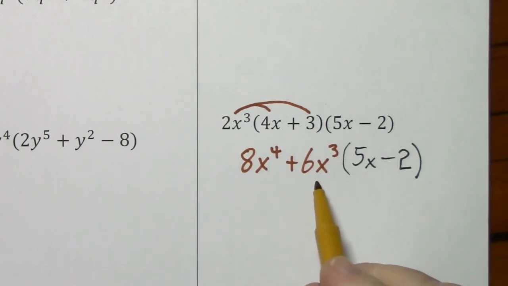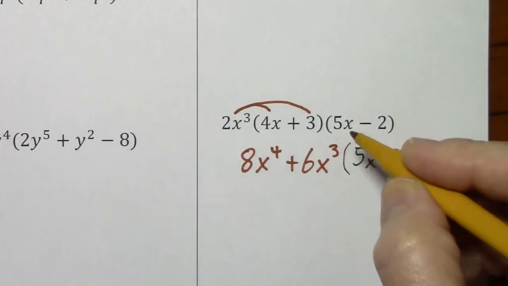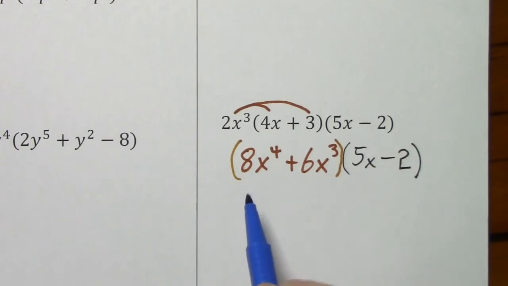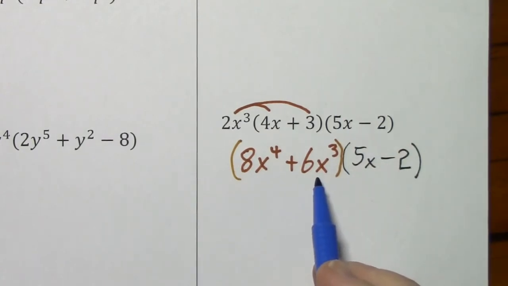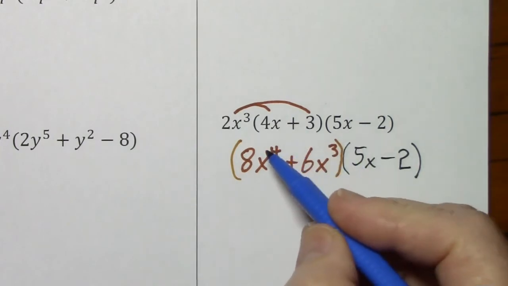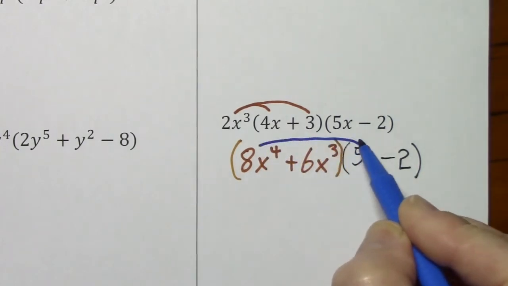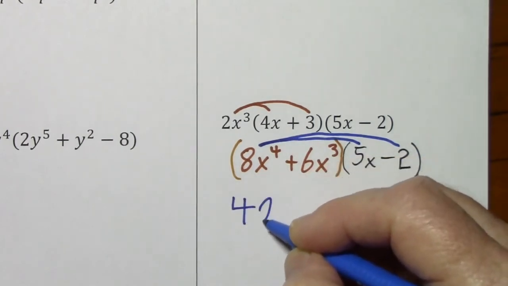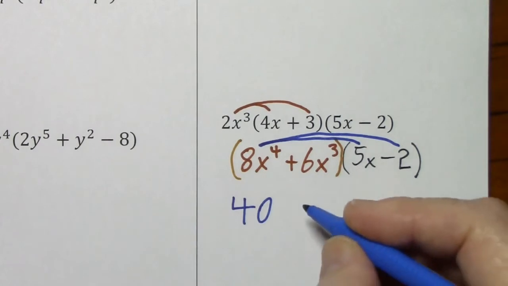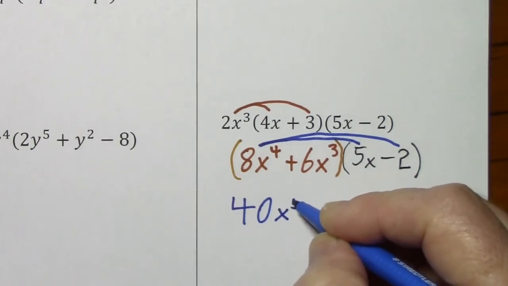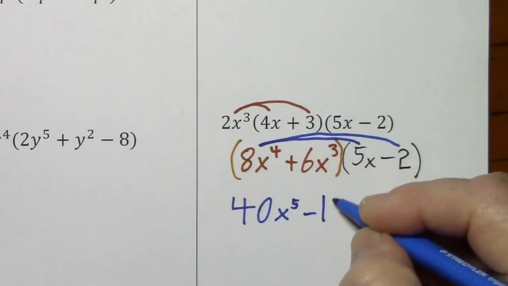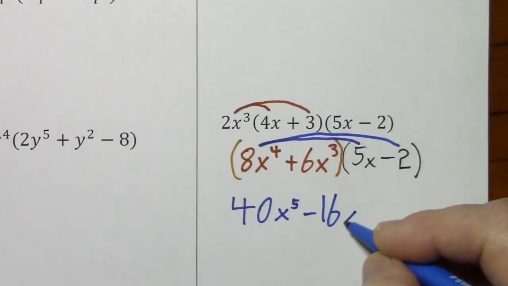And here, right now, it indicates that only 6x to the third is going to be multiplied to each term. So I need this in parentheses or brackets. And now, this says each of these terms has to multiply to each of these terms. So we'll send 8x to the 4th to each one. And what's that give us? X to the 5th. Because of the 1 there. And then negative 16x to the 4th.